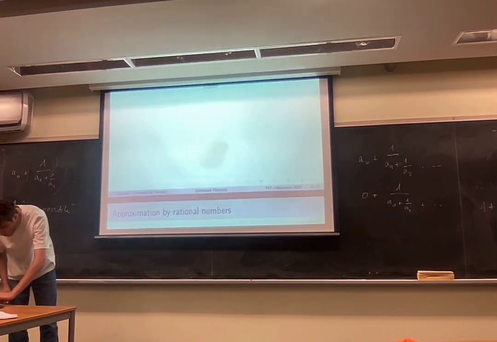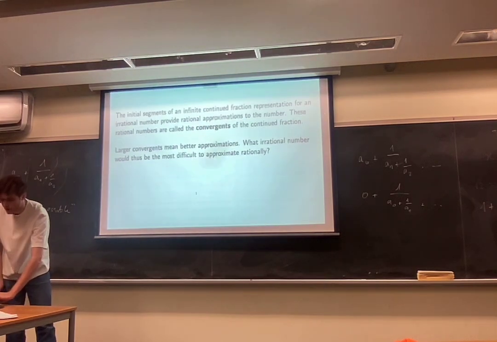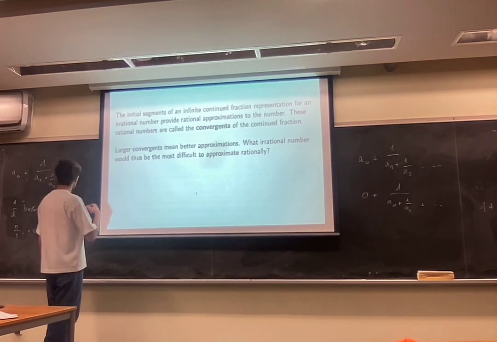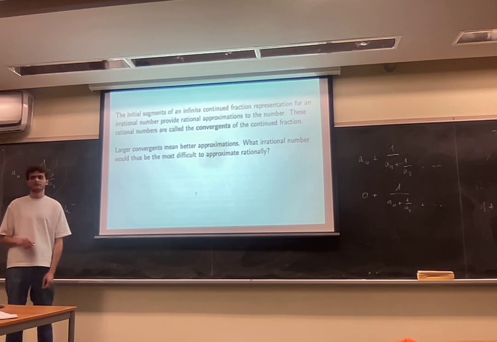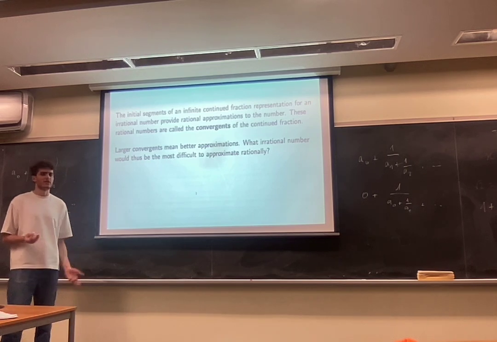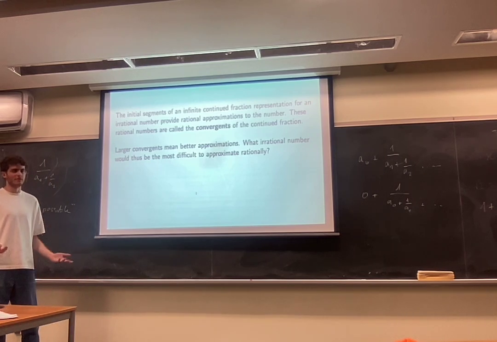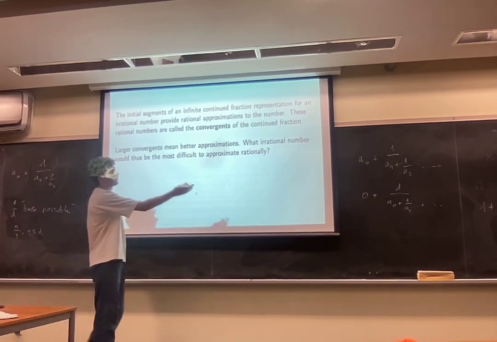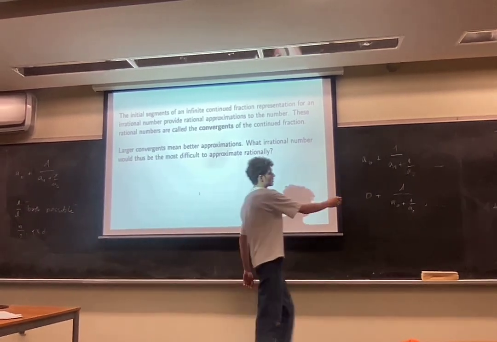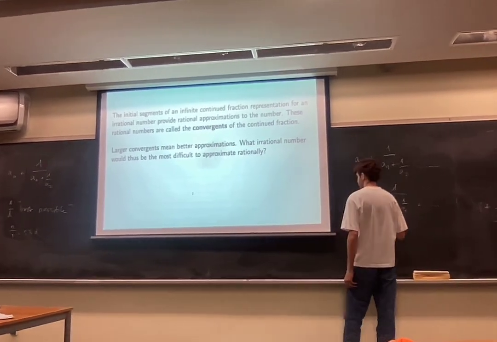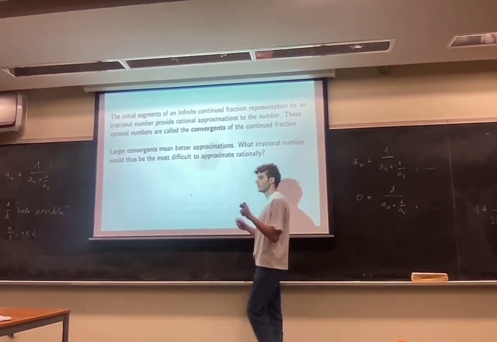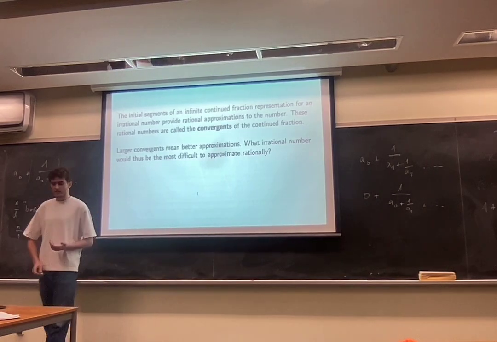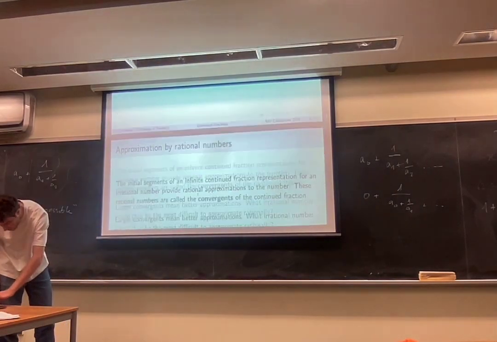Well, I guess the natural question to ask is, what is the number that can be least well approximated? What do you guys think it is, based on what we said so far? 10. Well, 10 is an integer, so its approximation is itself. Now, since we've said that larger terms in the denominator mean good approximations, what would the least well approximated irrational number be? 1 over 1 plus. Exactly, it's just an infinite sequence of ones, right?